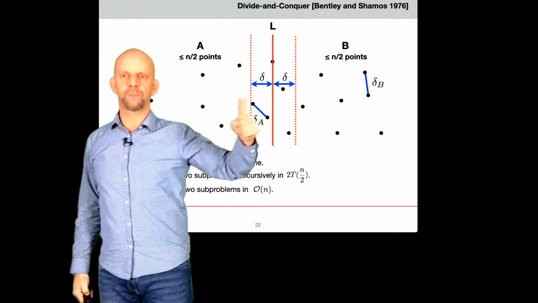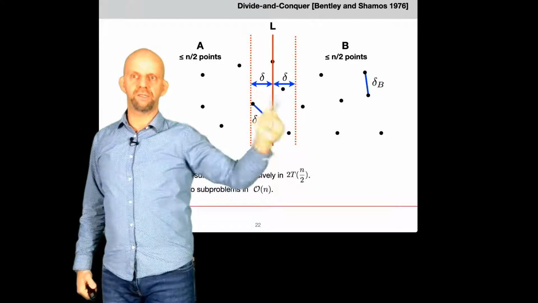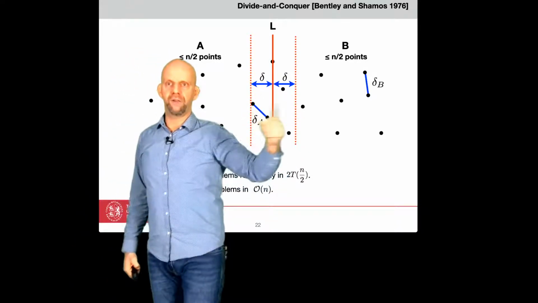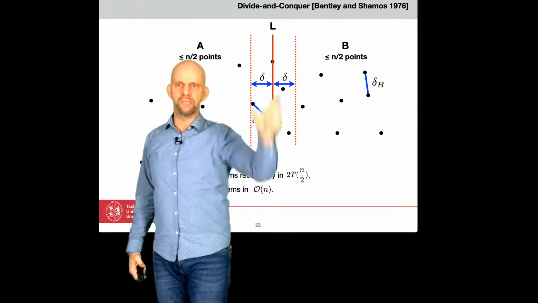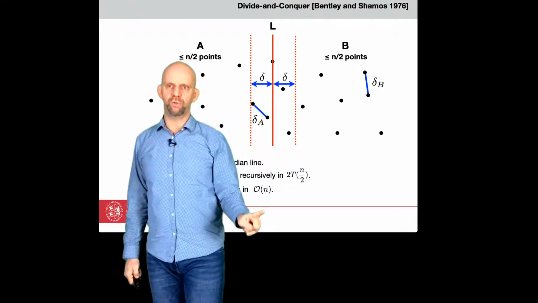All right. So take a point from this side, take a point from that side, find the closest pair within this narrow strip. How difficult can that be? Well, you know, all we need to do is do it in O of n.